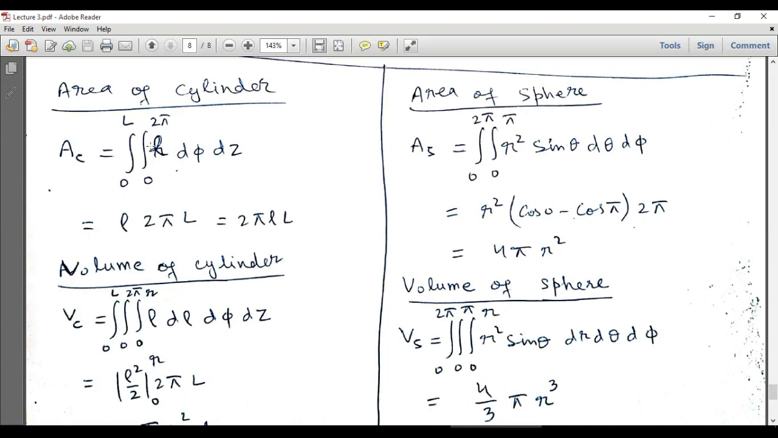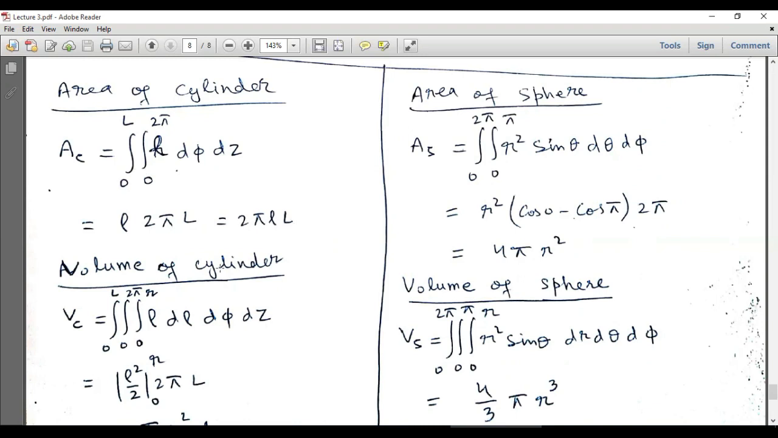So in the cylinder, if we want to calculate the surface area of a cylinder, then we have to do this integration, rho d phi dz. If I integrate this expression, rho is constant and phi varies from 0 to 2 pi, and z varies from 0 to L. L is the length of the cylinder, and it will be equal to rho into 2 pi L, which is 2 pi rho L. And rho is the radius of the cylinder, so it is the famous expression for the area of the cylinder, 2 pi rL.